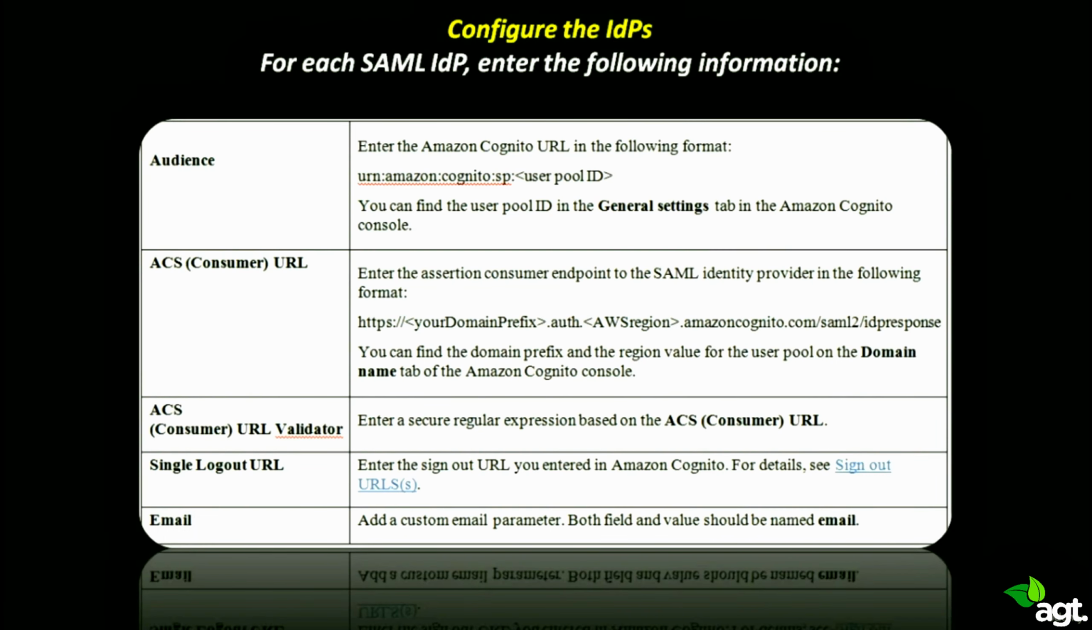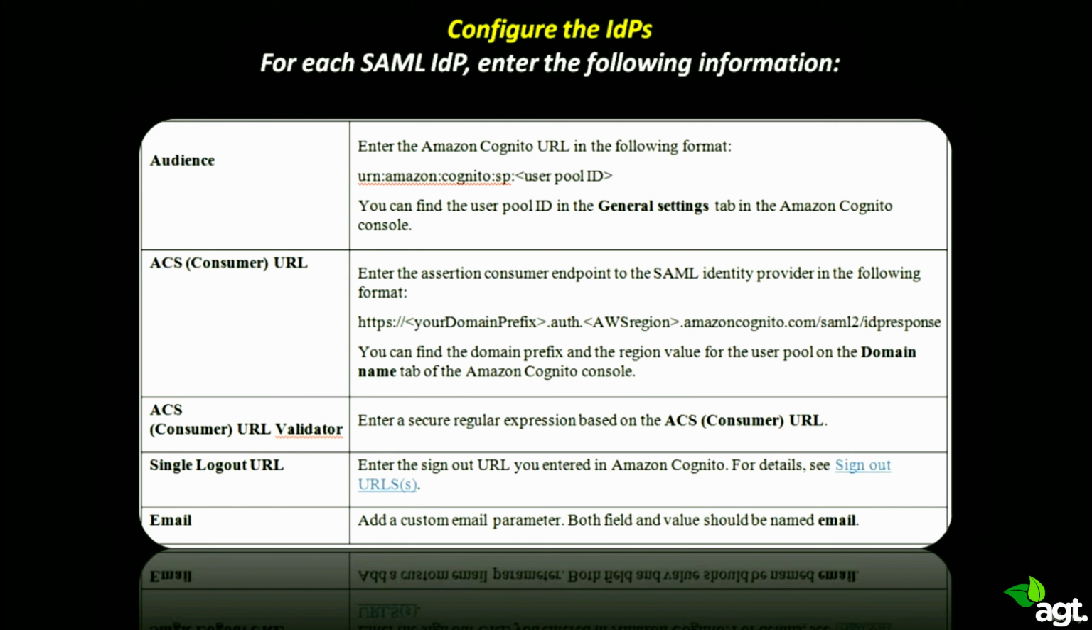And what about configuring the IDPs? For each SAML IDP, enter the following information, starting with the audience. Enter the Amazon Cognito URN in the following format: urn:amazon:cognito:sp:<user pool ID>. You can find the user pool ID in the general settings tab in the Amazon Cognito console.